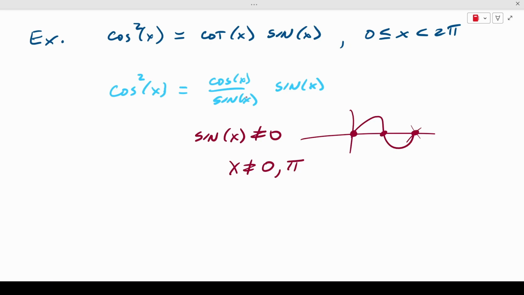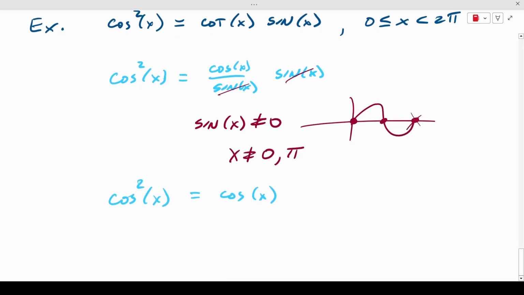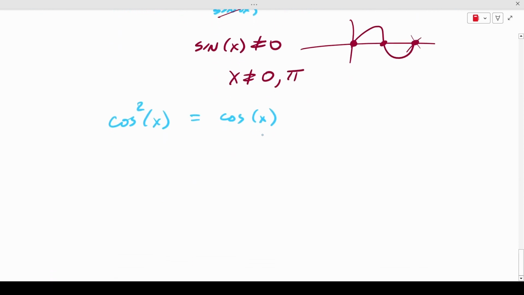I divide numerator and denominator of this whole fraction by sine, thereby canceling the sines, so to speak. And so now I'm left with cosine of x squared equals cosine of x. And how do I solve this? Well, I will subtract cosine of x on both sides, equals 0.